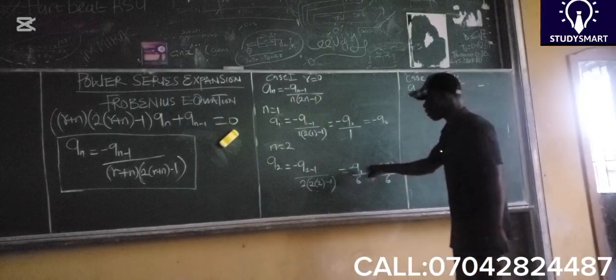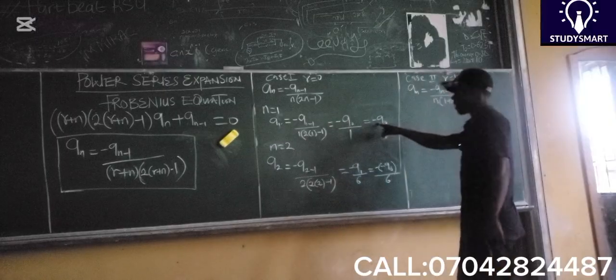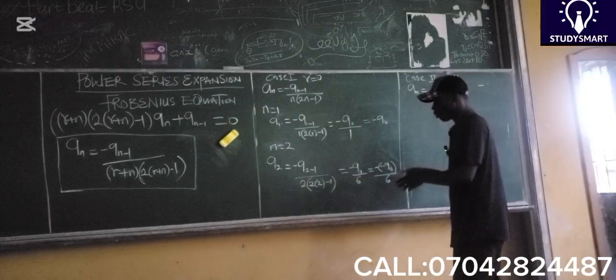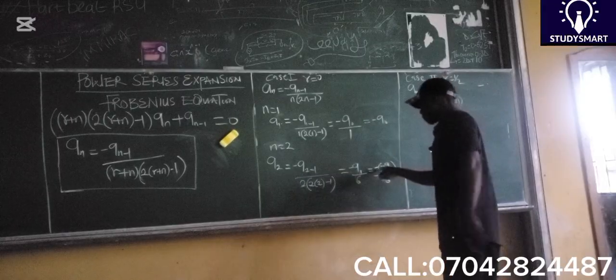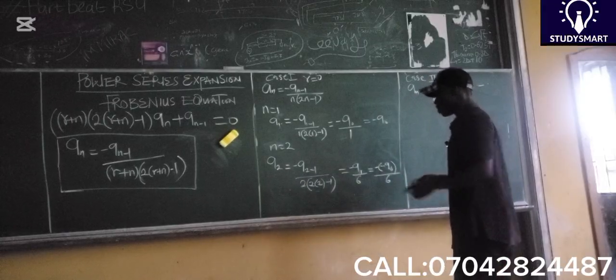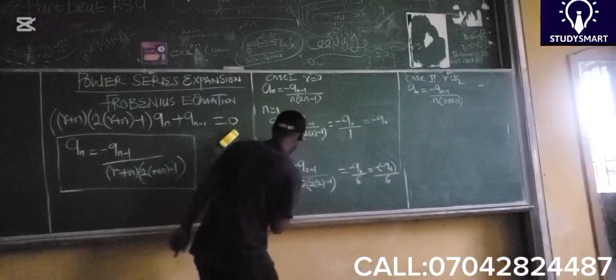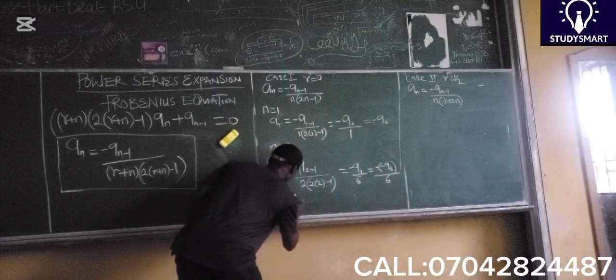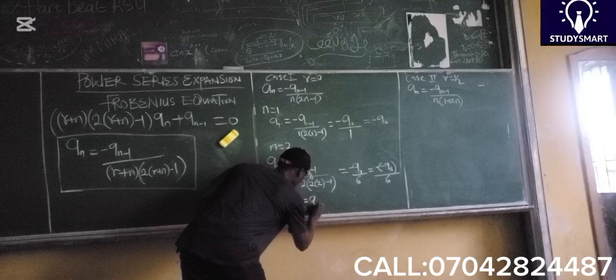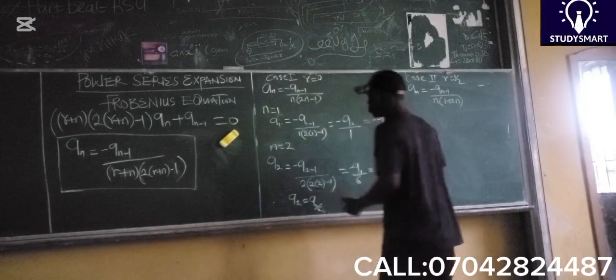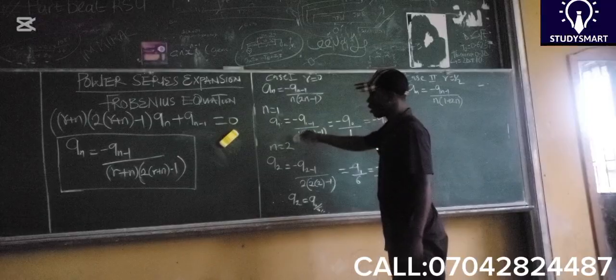A0 over 6, because A1 here is minus A0. So anywhere I see A1, I substitute minus A0. So minus minus here is plus. So this becomes A0 over 6. Therefore, A2 is equal to A0 over 6.